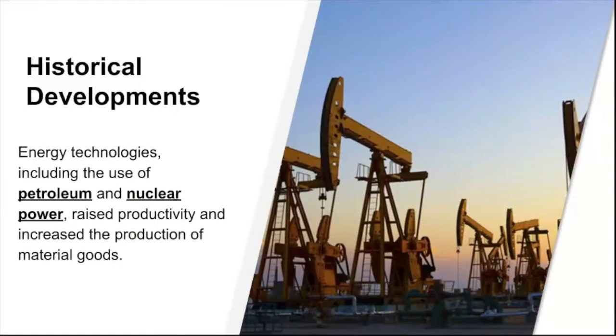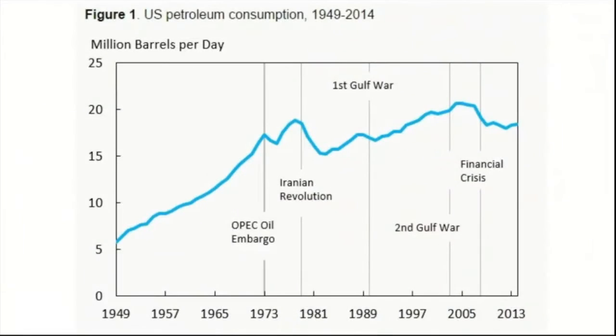All right. Part 2, historical developments, energy technologies we're focusing on here, including the use of petroleum and nuclear power. They raise productivity and increase the production of material goods. So now look at this here, million barrels per day, in the millions, U.S. petroleum consumption from 1949 to 2014. What changed from the middle of the time period to the end? And you can see an increase in the U.S.